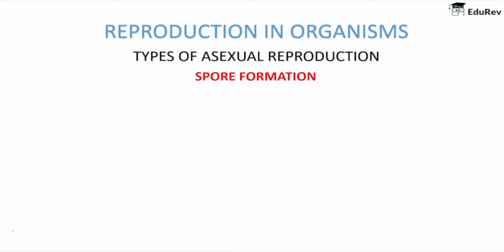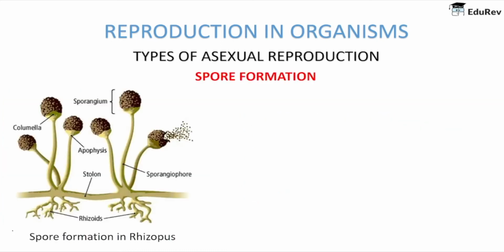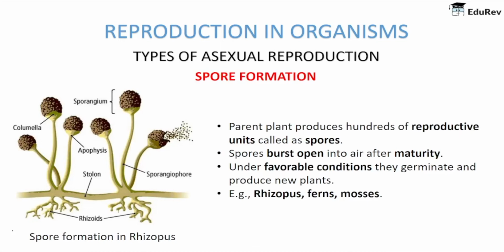Next type of asexual reproduction is spore formation. So in the process of spore formation, the parent plant produces hundreds of reproductive units called spores, which are produced inside a spore sac known as sporangium. You will see this term in this image, that the circular spore sac is known as sporangium, inside which a lot of spores are produced.